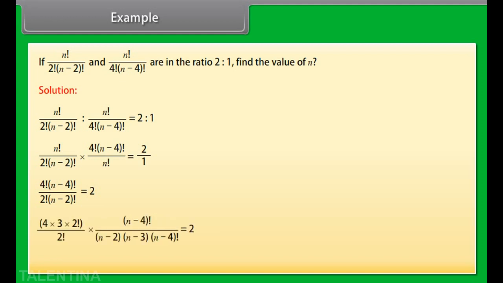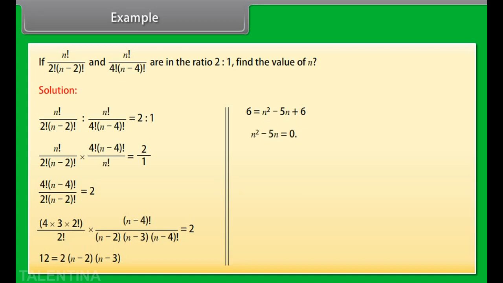4 into 3 into 2 factorial by 2 factorial, multiplied by (n minus 4) factorial, by (n minus 2) into (n minus 3) into (n minus 4) factorial, is equal to 2. 12 is equal to 2 into (n minus 2) into (n minus 3). 6 is equal to n square minus 5n plus 6.